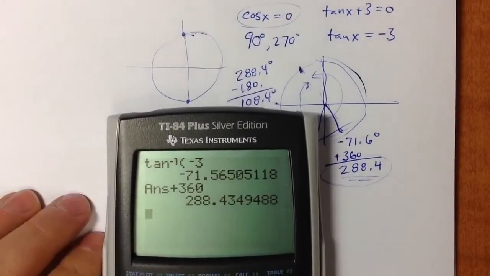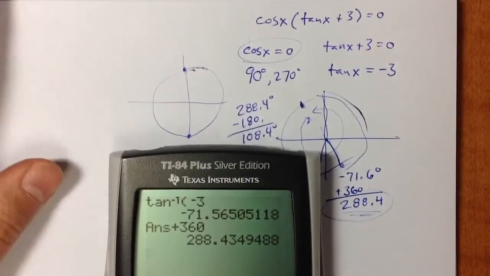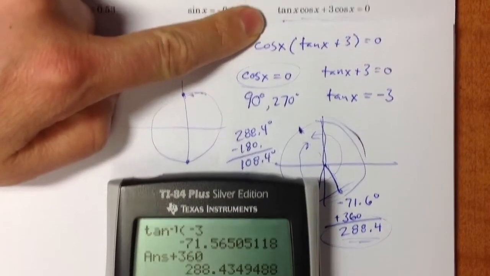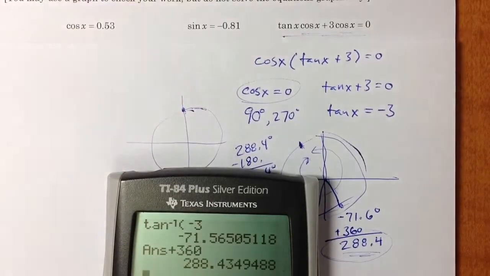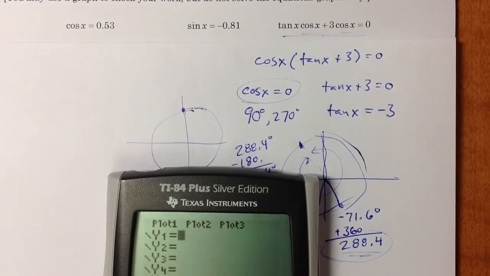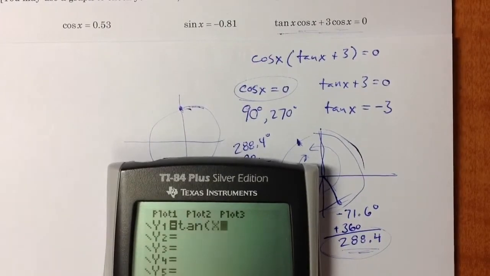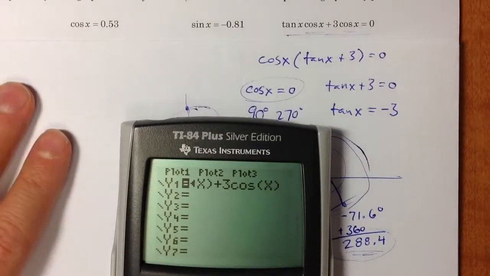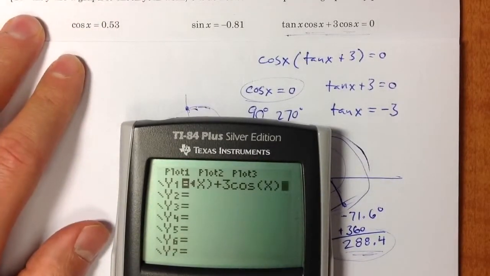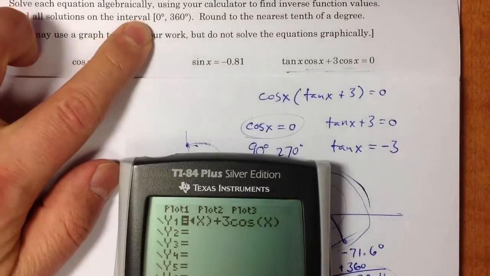Let's check our work this time in a slightly different way. We can create a graph of the expression to see when in fact it equals 0. So we're interested in places where tangent x times cosine x plus 3 cosine x equals 0. Looking at this graphically, if I type in that expression, tangent x times cosine x plus 3 cosine x, I'm interested in looking at places between 0 and 360. We're looking for solutions on that interval.